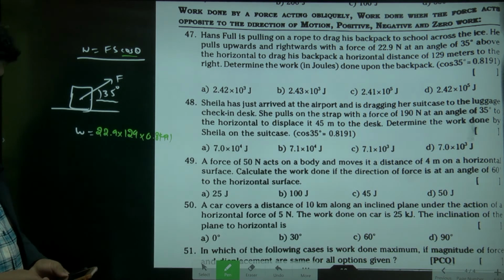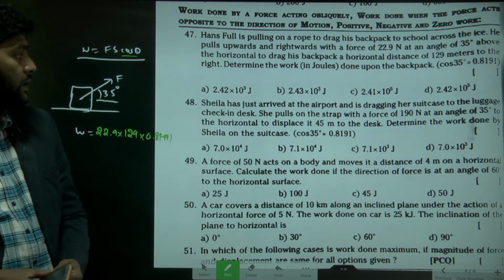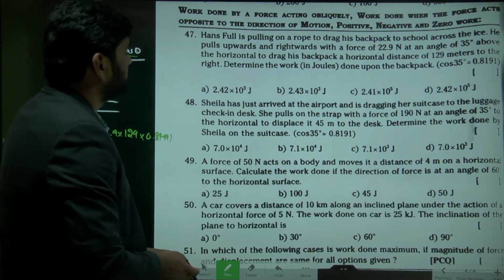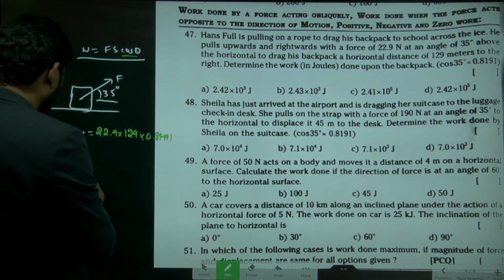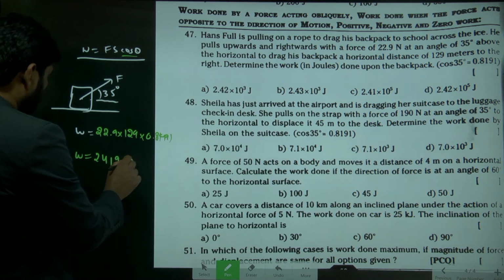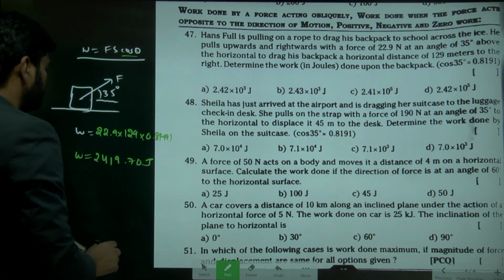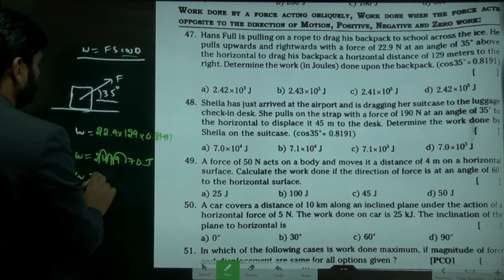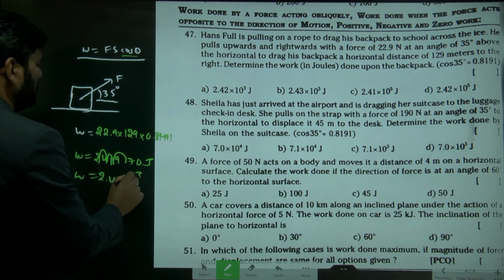So here the total answer is 22.9 into 129 into 0.8191. So finally 2419. So W is equal to 2419.0 joules is the answer. That is 2.419 into 10 power 3 joules.